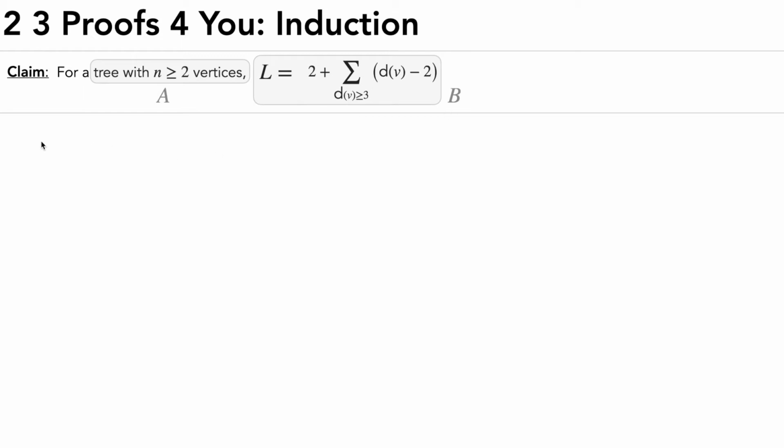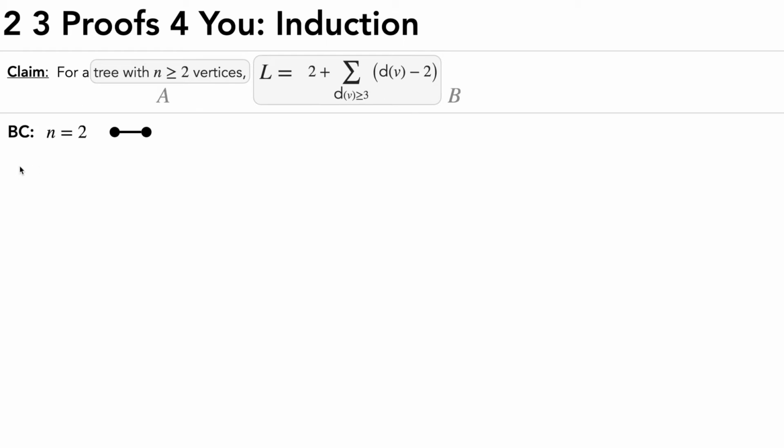So let's start off with our base case. Since n has to be greater than or equal to 2, our base case is going to be n equal to 2. There's only one tree with 2 vertices, and it looks like this. So now let's just count the number of leaves and see that it matches the summation. Well, both of these are leaves since both of them have degree 1. And since there are no vertices of degree greater than or equal to 3, this whole summation is equal to 0. So the number of leaves is indeed equal to 2, and the base case checks out.